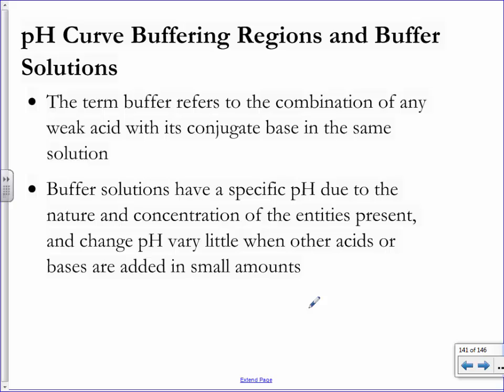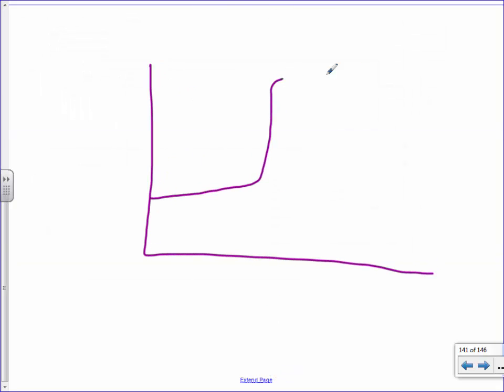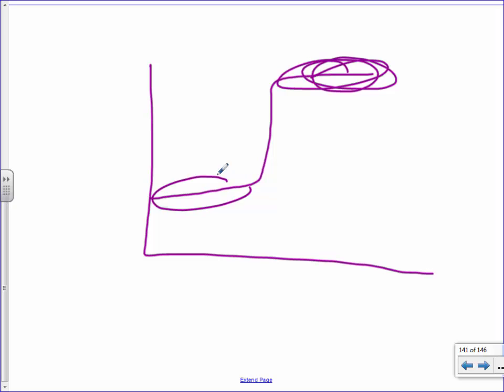Sorry, guys. Okay, this is I think my last little section here. I want to re-talk about buffers one more time. So buffers, one more time on a graph here. Buffers are places on a graph where the pH doesn't change all that much. Hopefully you'd agree then that right here the pH isn't changing all that much. Right here the pH isn't changing all that much. But right here, yeah, the pH is changing a lot.